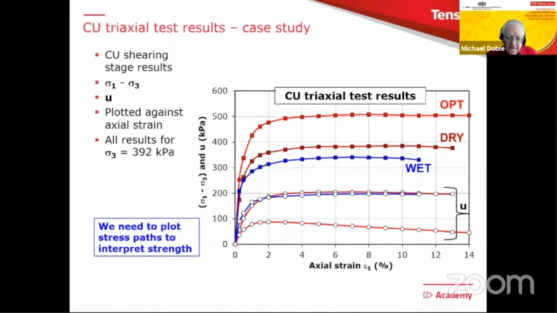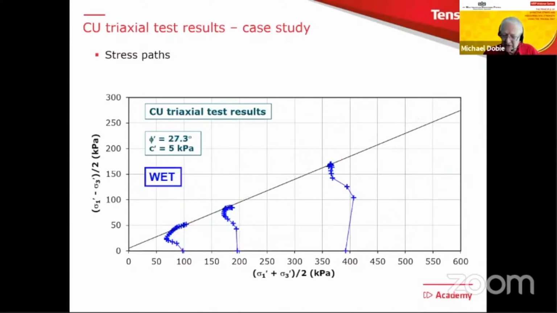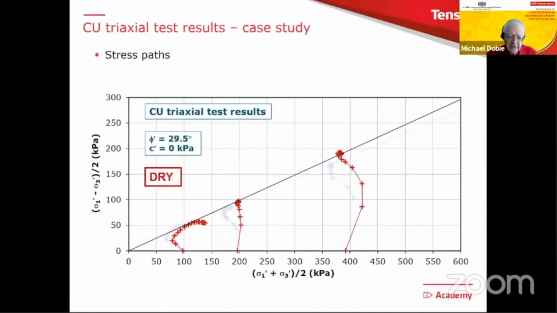So here they are. These are the stress paths for the three tests on the dry specimen. If you can imagine those 45-degree lines for the total stress paths, you can see a fair amount of pore pressure being generated. Here is the wet case that looks similar. And you can see in each case, I've put there the best fit c' and phi' values that come out of the testing. And if I go back to the previous one, they're much the same.